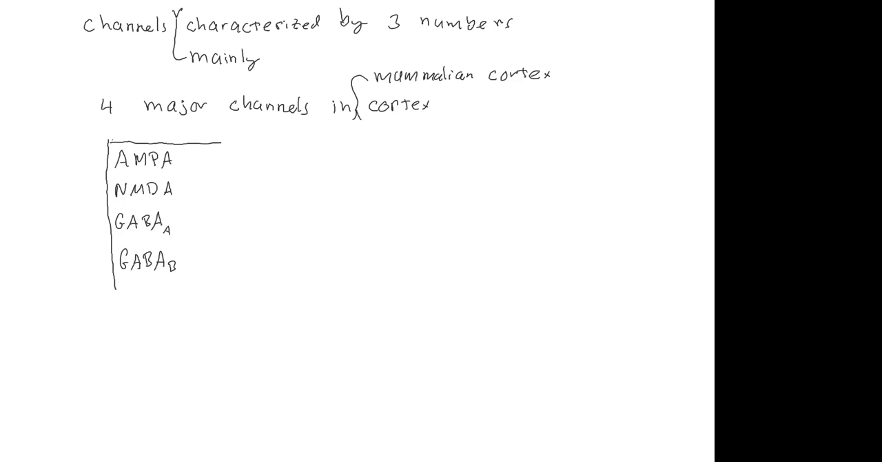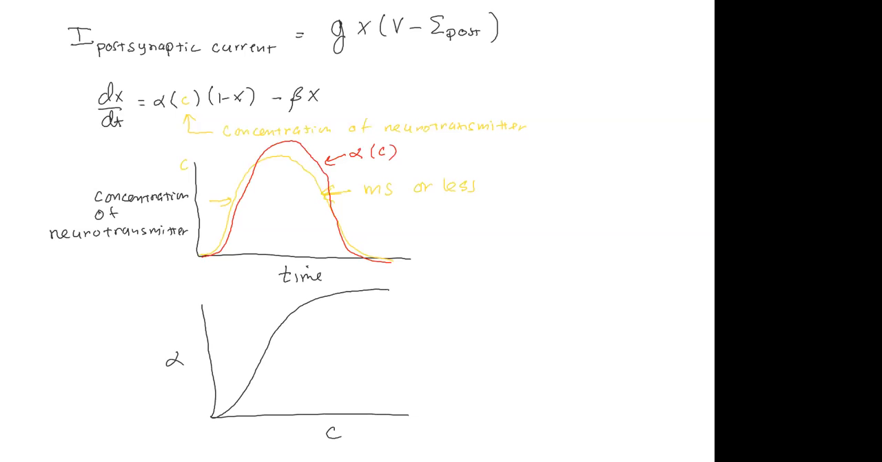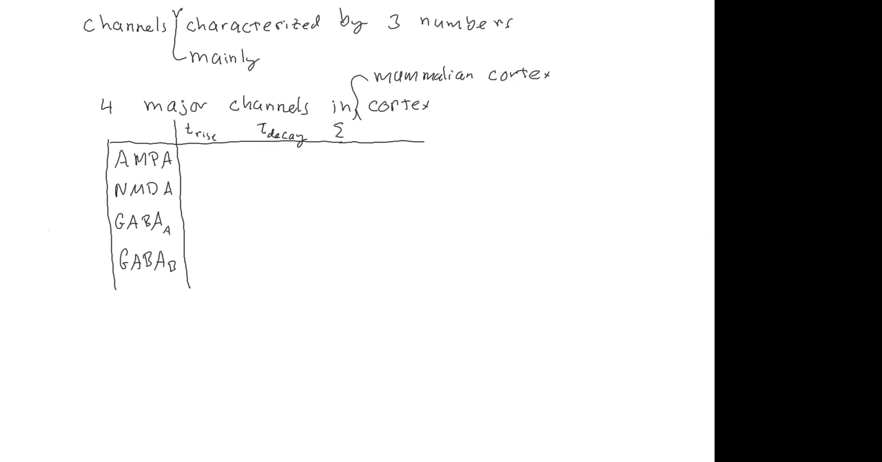So this axis is neurotransmitter. Well, I'll tell you what this axis is in a second, but these are the 4 major kinds. So first of all, T rise, how fast do they rise? T decay, how fast do they decay? And then E reversal. What did I call it on this slide? I called it E post. So E post is going to determine whether it's excitatory or inhibitory.